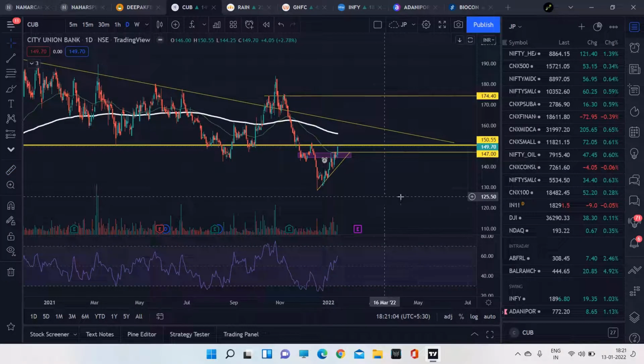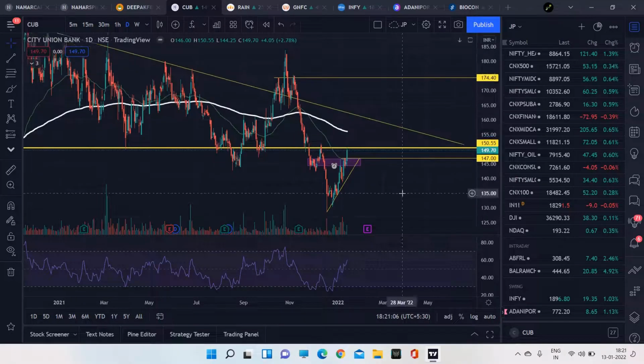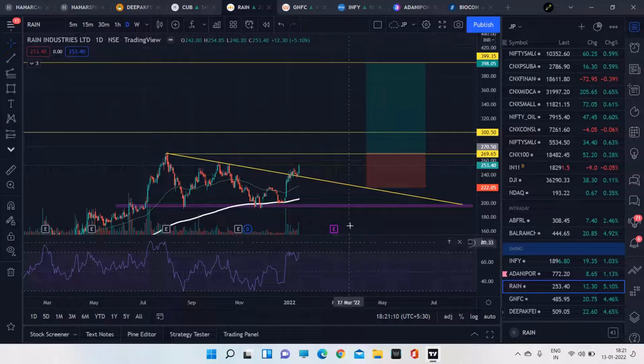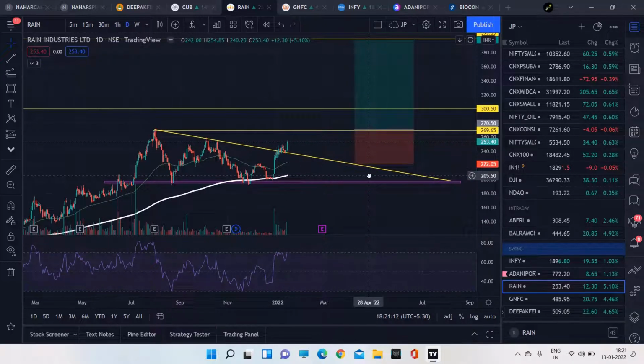You can definitely try for this once it reaches this 150.55. Okay, next is Rain Industries. Again, kind of a similar formation, not exactly an ascending formation, but it's descending right now. Okay, but I'm not exactly going.